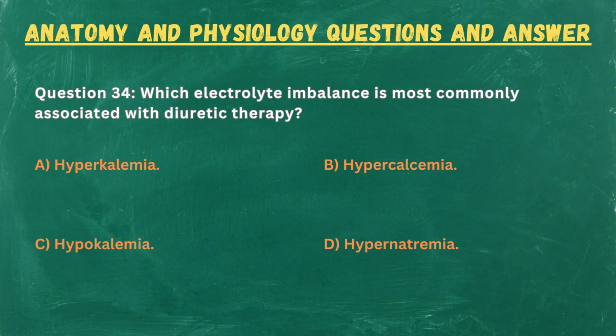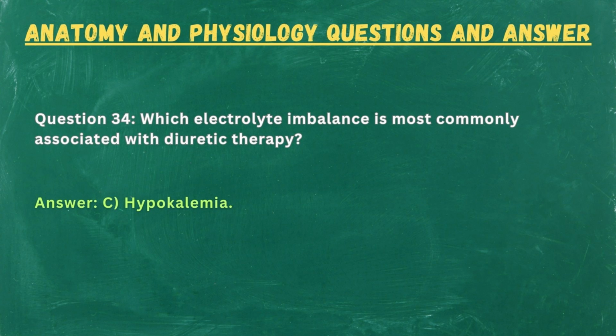Question 34. Which electrolyte imbalance is most commonly associated with diuretic therapy? A. Hyperkalemia. B. Hypercalcemia. C. Hypokalemia. D. Hypernatremia. Answer C. Hypokalemia.